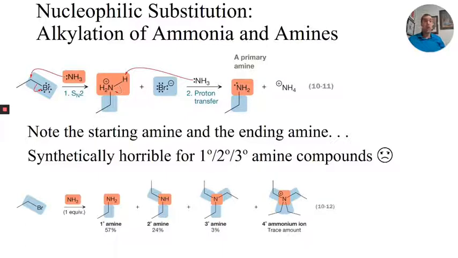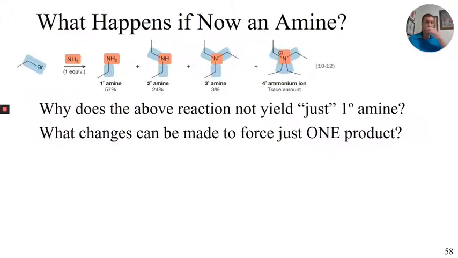Okay, so really the lesson that we're getting here is that when we look at amines, we really only have access to them acting as bases. While they can act as nucleophiles, we actually don't want them to act as nucleophiles because that chemistry is just a mess. Or is it? Okay. Why did it not yield just the primary amine? Well, the primary amine was also a nucleophile, and so it could continue to react.